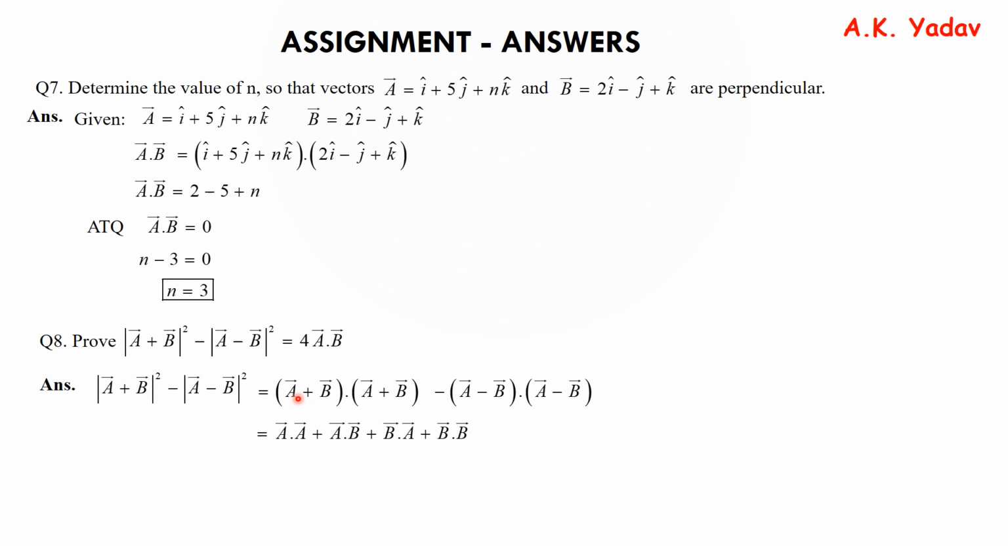This will give a dot a plus a dot b plus b dot a plus b dot b, and this will give a dot a minus a dot b minus b dot a plus b dot b. This gives a² plus 2a·b plus b², and this will give minus of (a² minus 2a·b plus b²), that is 4 times of a dot b.